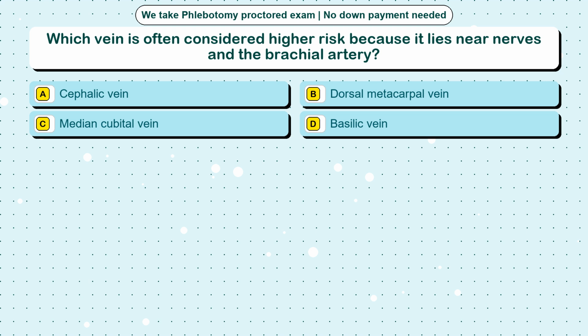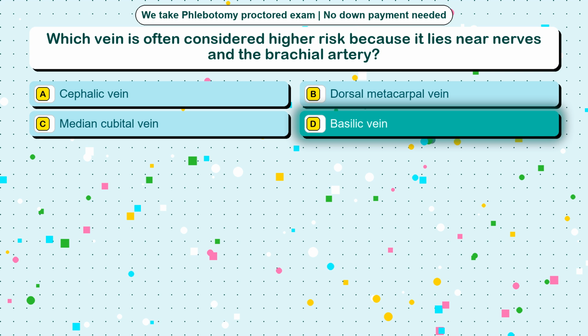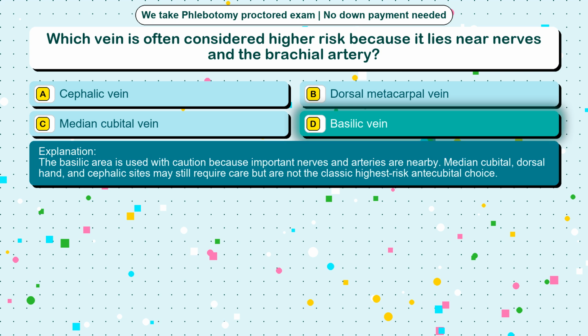Question 32. Which vein is often considered higher risk because it lies near nerves and the brachial artery? Option A, cephalic vein. Option B, dorsal metacarpal vein. Option C, median cubital vein. Option D, basilic vein. The correct answer is option D, basilic vein. The basilic area is used with caution because important nerves and arteries are nearby. Median cubital, dorsal hand, and cephalic sites may still require care but are not the classic highest risk antecubital choice.